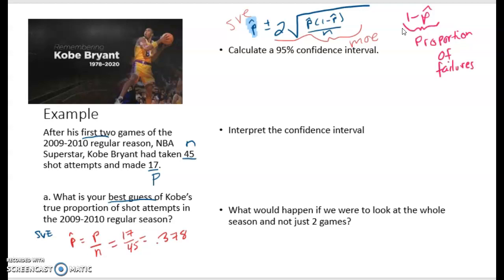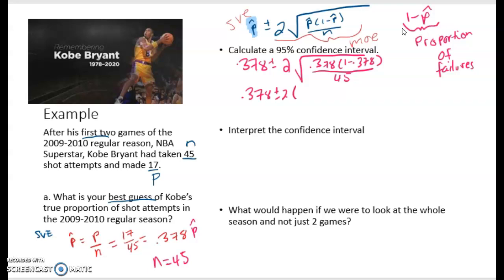So now we're ready. We have everything we need. We have n is 45. Our p hat is equal to 0.378. And we're ready to just use the formula to find our confidence interval. So 0.378 plus or minus 2 times the square root of 0.378 times 1 minus 0.378 all over your n value, which is 45. Okay, ultimately you put the square root of everything into your calculator, you'll get 0.378 plus or minus 2 times 0.072.